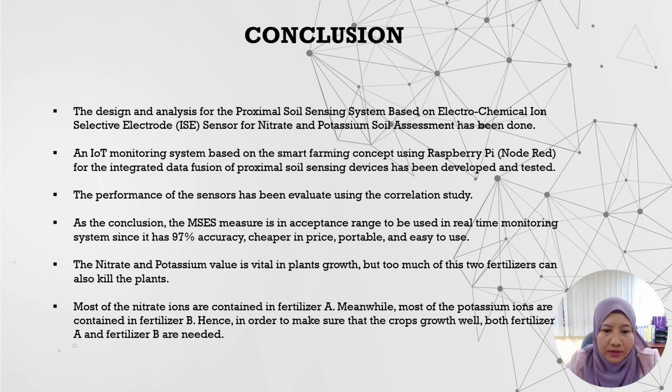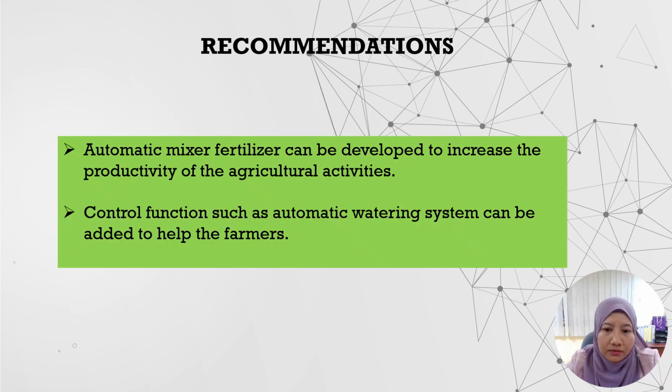The nitrate and potassium values are vital in plants' growth, but too much of these two fertilizers can also kill the plants. Most of the nitrate ions are contained in fertilizer A, meanwhile most of the potassium ions are contained in fertilizer B. Hence, in order to make sure that the crops grow well, both fertilizers are needed for plants' growth. For the recommendation, an automatic fertilizer system can be developed to increase the productivity of agricultural activities, and control functions such as an automatic watering system can be added to help the farmers.